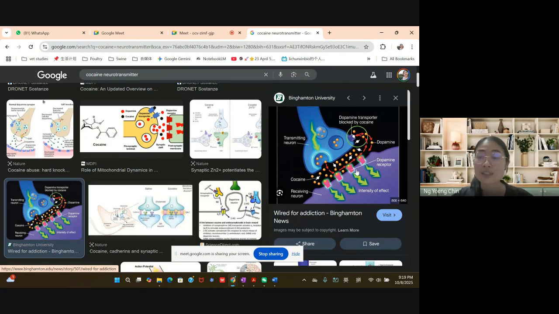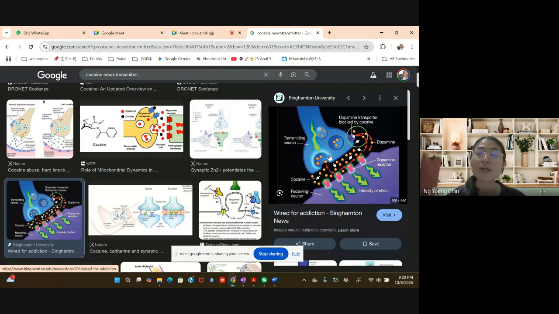So you can see, this is the presynaptic neuron, and this is the postsynaptic neuron. The presynaptic neuron has a synaptic vesicle, and inside it there is a neurotransmitter. Just imagine that inside this vesicle is a neurotransmitter, which is dopamine. Dopamine is a kind of neurotransmitter. I think you have heard of dopamine before. 多巴胺. In the normal situation, they want to transport these dopamines from this synaptic vesicle to reach the dopamine receptor on the postsynaptic neuron.